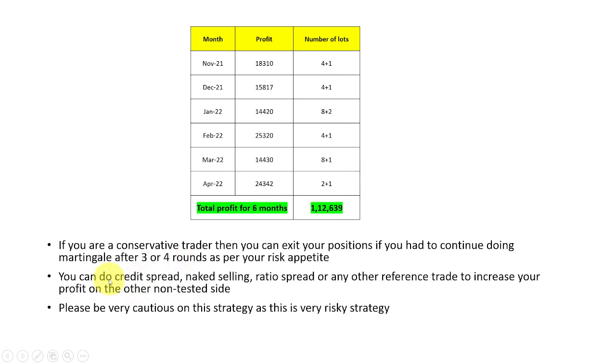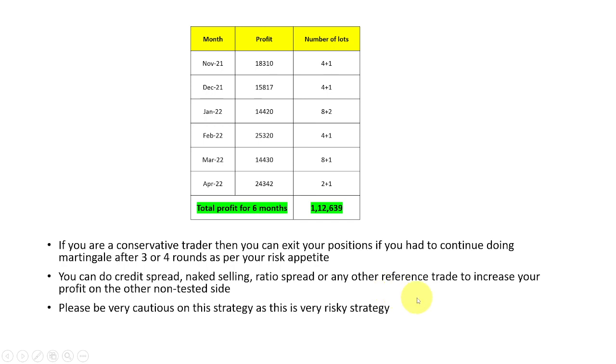And also on the other non-tested side, maybe you can do naked selling for OTM. As I said, you can even get a V-shaped sharp move. So if you're doing naked selling, go so far out of the money, or you can do some credit spreads, or any ratio spread as a reference trade to increase your profit more than what you're getting here. Again, I want to reiterate that it is a very risky strategy, so please be very cautious.